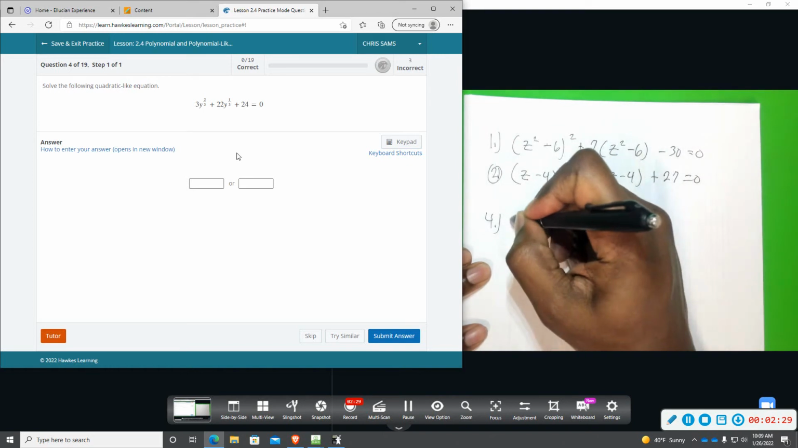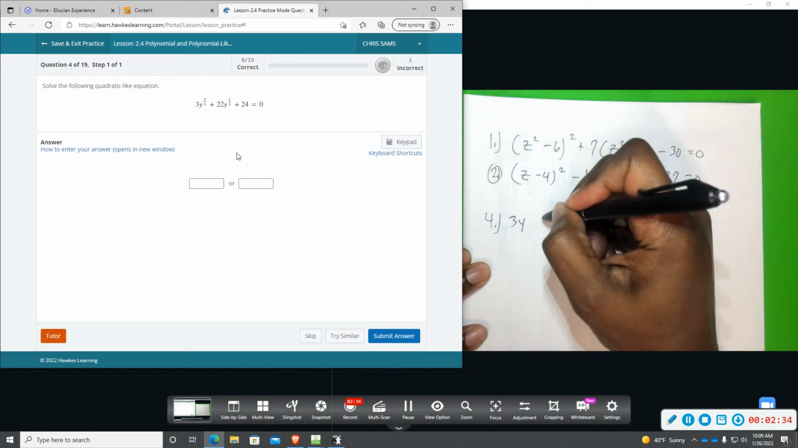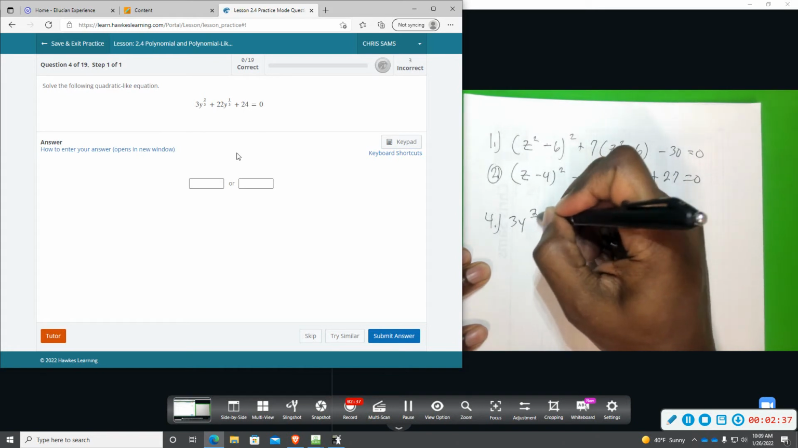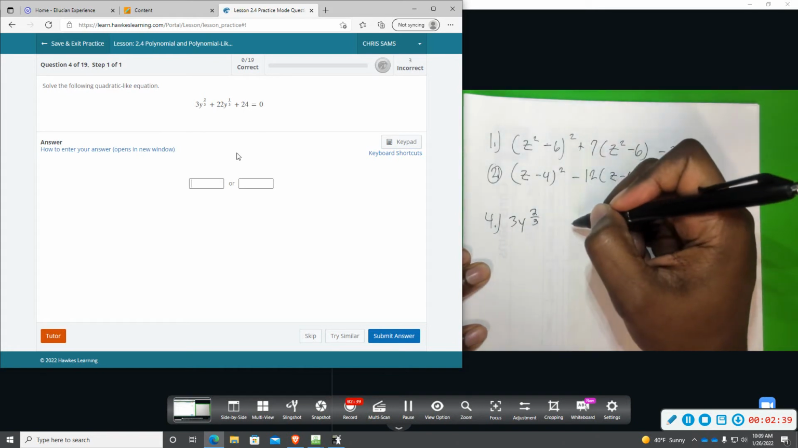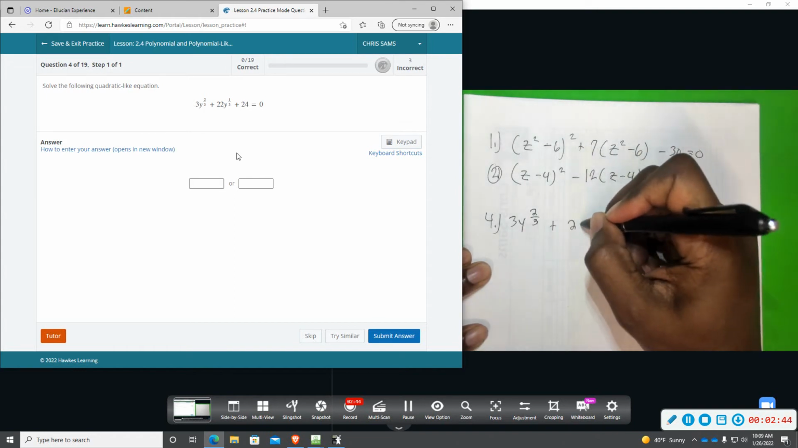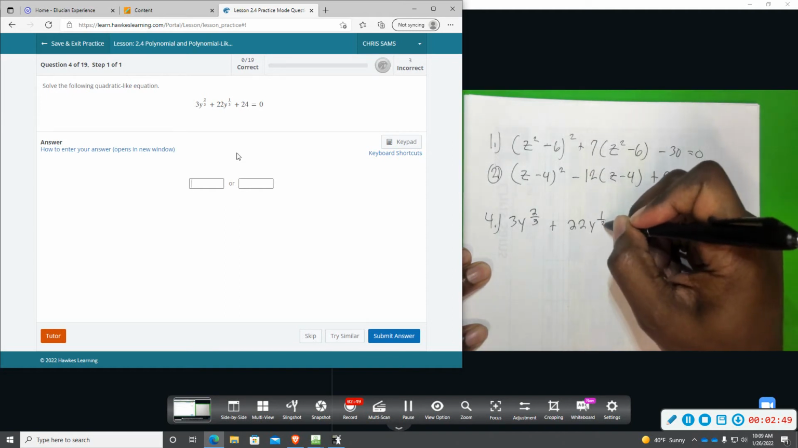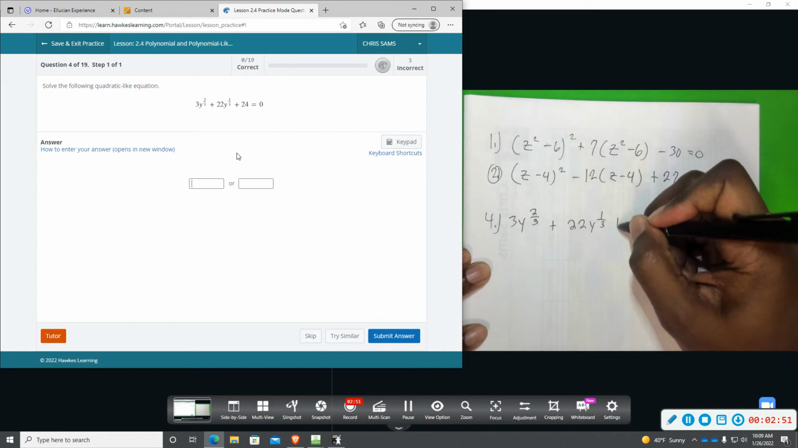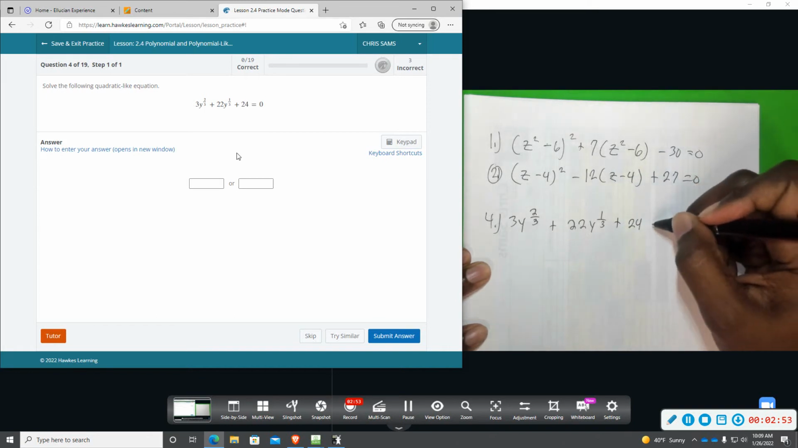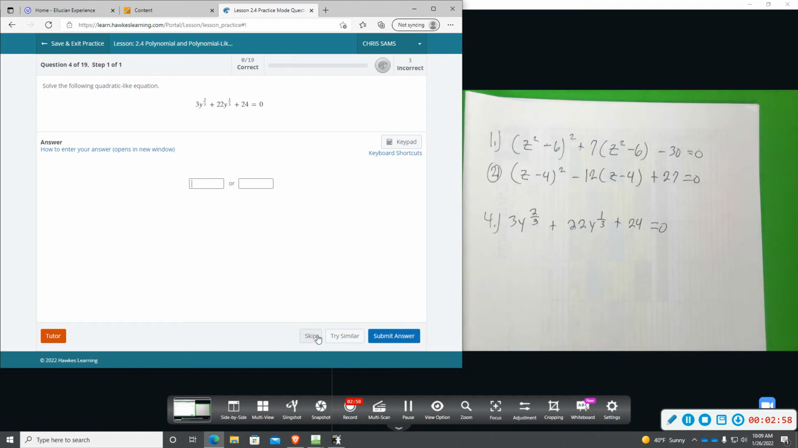4, we have 3y to the 2/3 power plus 22y to the 1/3 power plus 24 equals 0. I'm going to write that one down, and then that one, you can do it.